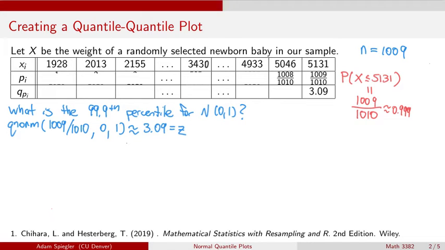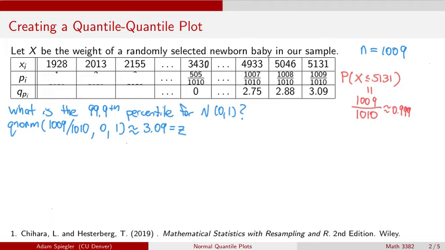So we could calculate what its corresponding quantile was in actuality. So it is 1008 out of this 1010. Then we can run the qnorm function to get the corresponding z-score for what that would be if the distribution were normal. And we do this for every value in our data set, and this is why we use technology. So we would do this for all 1009 values in our data set.